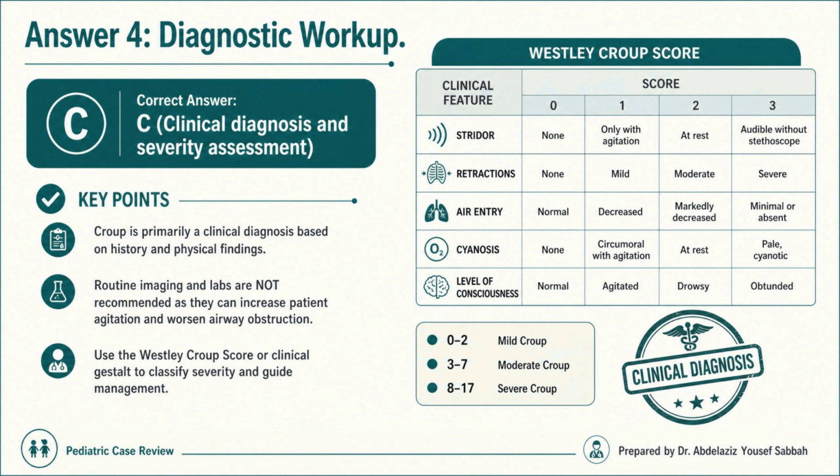Routine imaging and laboratory tests are not recommended because they offer little additional information and can increase patient agitation, which actually worsens airway obstruction. The Westley Croup score is a validated tool that uses 5 clinical features: stridor, retractions, air entry, cyanosis, and level of consciousness to classify severity. A score of 0 to 2 indicates mild croup, 3 to 7 indicates moderate croup, and 8 to 17 indicates severe croup. This scoring system, or simply clinical gestalt, guides management decisions and disposition.